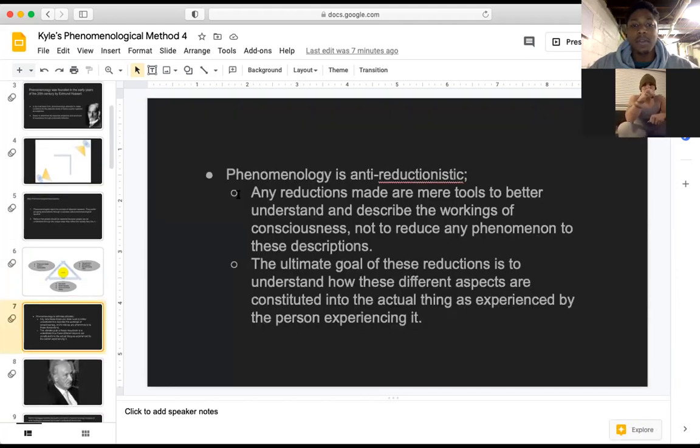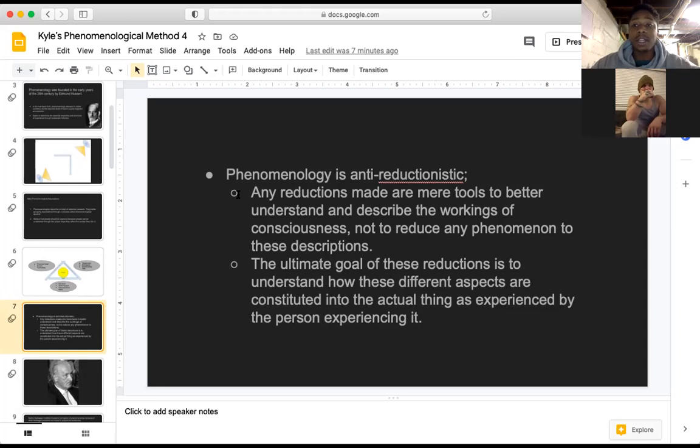Right, phenomenology is anti-reductionist. Any reductions that are made are mere tools to better understand and describe the workings of consciousness, not to reduce any phenomenon to these descriptions. The ultimate goal of any reduction in phenomenology is to understand how these different aspects are constituted into the actual thing as experienced by the person experiencing it.